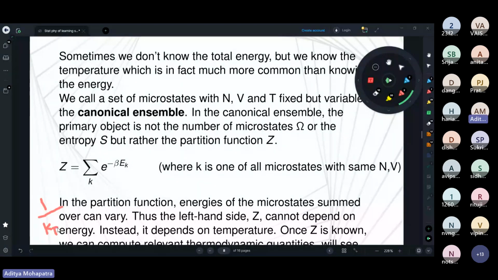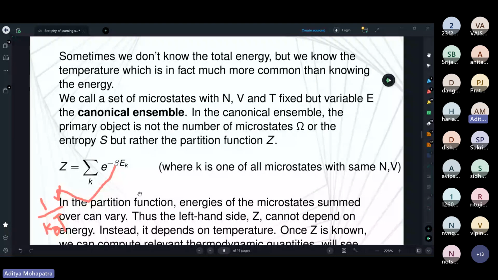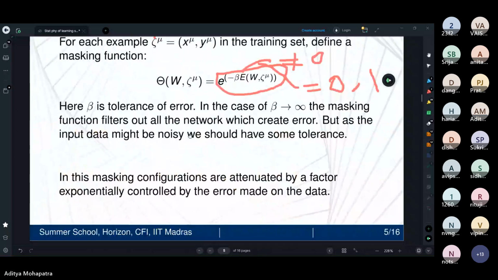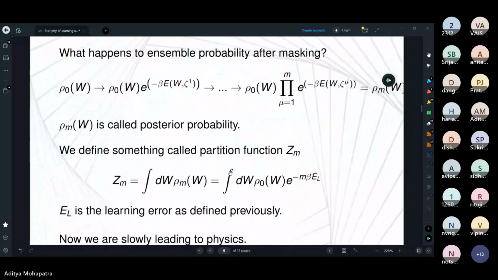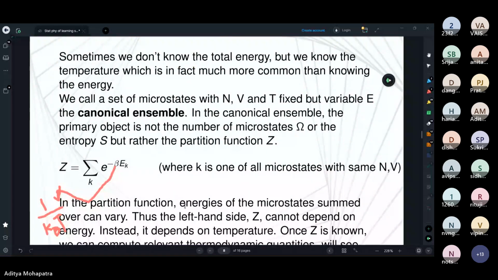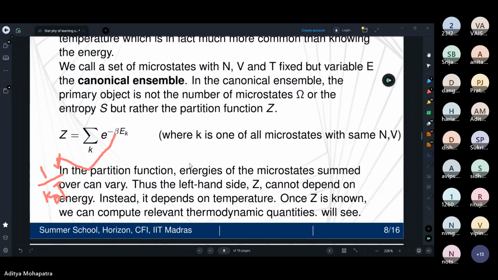Is everyone clear till now? As you can see, this algorithm of masking was inspired by the canonical ensemble. Can anyone text if unclear or clear, or I would explain again?